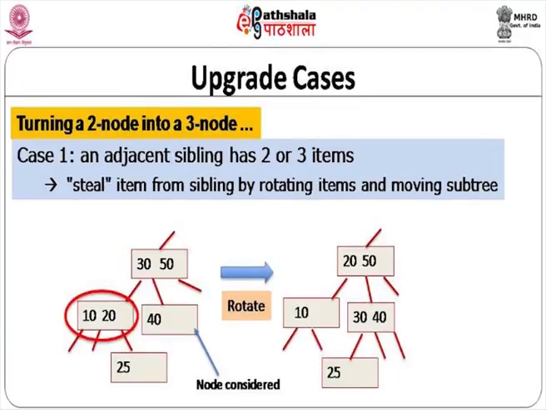First is turning a 2 node into a 3 node. Here there is a case 1 where the adjacent sibling has 2 or 3 items. So, steal an item from the sibling by rotating items and moving the subtree. So, again in deletion from a 2, 3, 4 tree, there is a little bit of rotation. So, what do we do here? If you look here, what we have done is, this 10, 20 is being, and you have 10, 20, 30, 50, 30, 40 and 25.